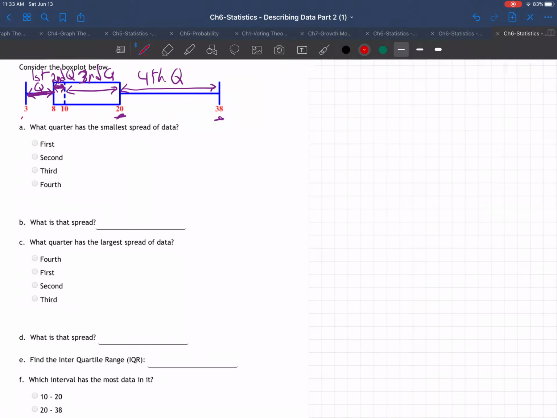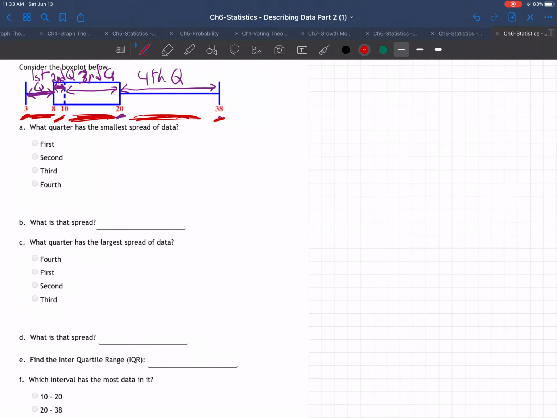And the lowest data value is 3, the highest is 38. That means 1/4 of all the data values are between 3 and 8. I don't know what they are. They're not showing. There's some list of numbers. And then there's a whole bunch of numbers between 8 and 10. Maybe a bunch of 8s and 9s and 10s. 1/4 of all the numbers. And the next quarter, the third quarter, the next 1/4 of all the numbers are between 10 and 20. And the top 1/4 of all the numbers are between 20 and 38. So there's a whole big list of data.